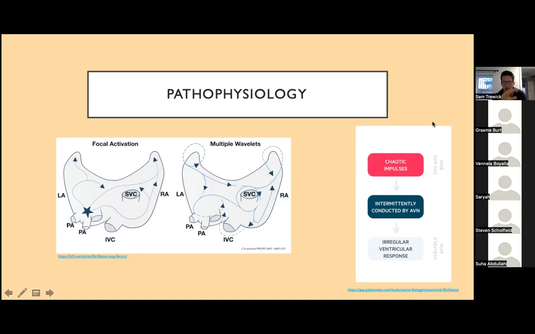Is that clear roughly on the pathophysiology of atrial fibrillation? It's something to just be aware of rather than knowing too much detail, really.